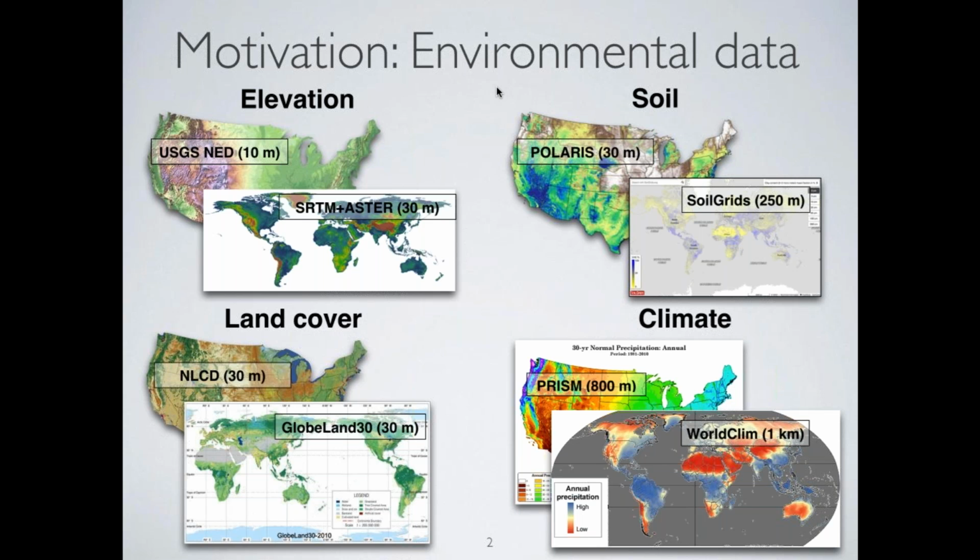And also we have climate information. Using PRISM over CONUS, we have 800 meters of 30-year normal precipitation, temperature, etc., as well as WorldClim, where we have 1 kilometer. So we have all of this information.